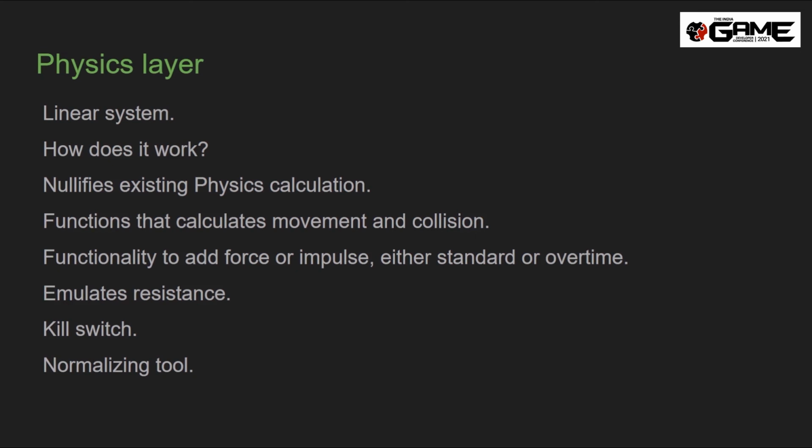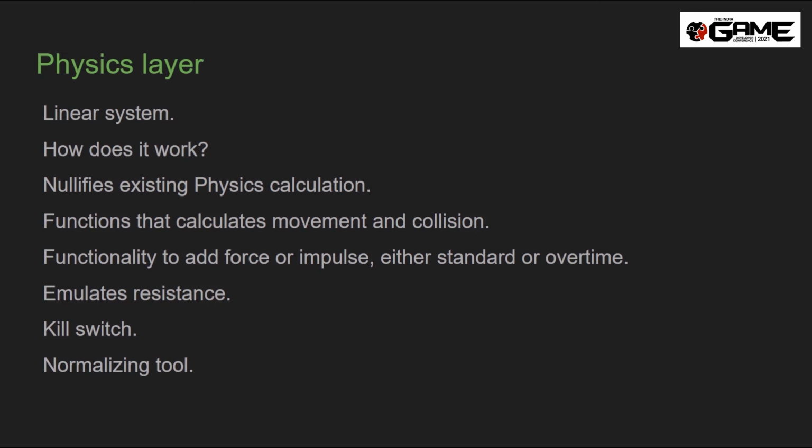It also applies map-related physics calculations. For example, certain maps have areas where you have high resistance, and that will be calculated here. It emulates resistance. What it means is that since we are not using most of the existing system, we emulate it here manually just by a mathematical model.